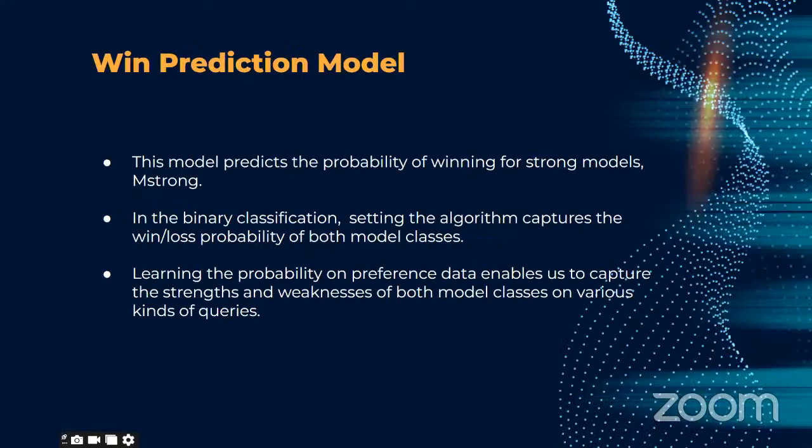Firstly, the win prediction model. This model predicts the probability of winning for the strong model, represented as M strong. In the binary classification setting, the algorithm captures a win-loss probability of both model classes. Learning the probability on preference data enables us to capture the strengths and weaknesses of both model classes on various kinds of queries.